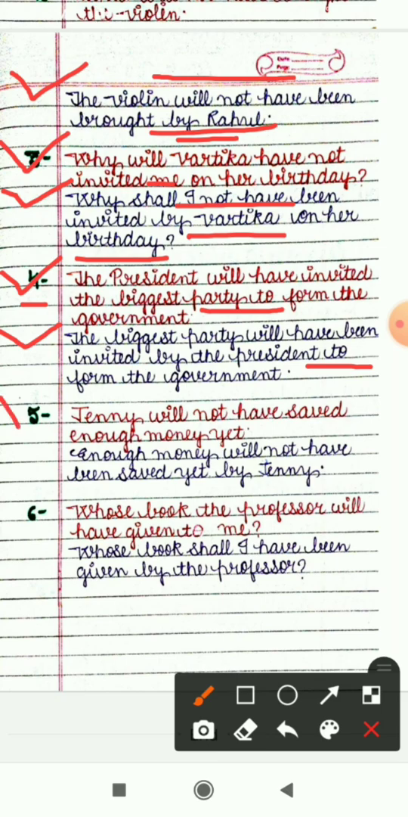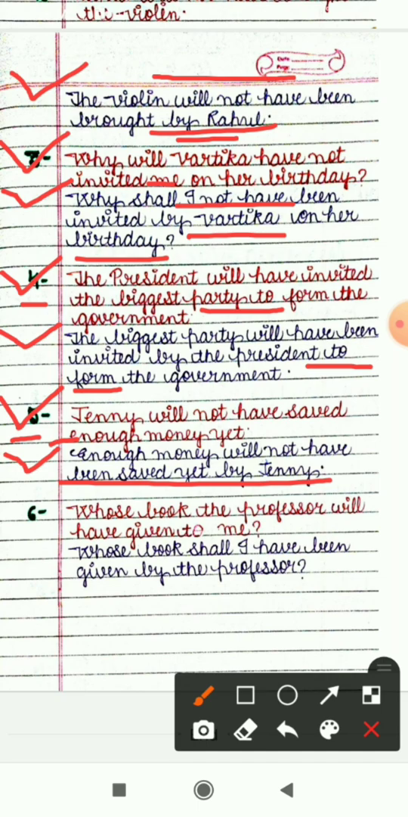Fifth sentence is Jenny will not have saved enough money yet. Subject is Jenny and the object is enough money. That means our new subject in passive voice will be enough money. Enough money will not have been saved yet by Jenny.